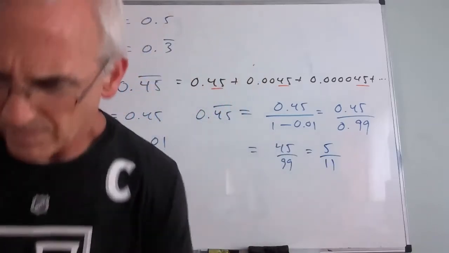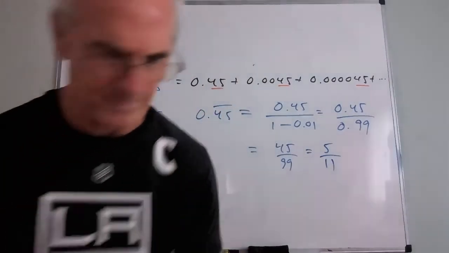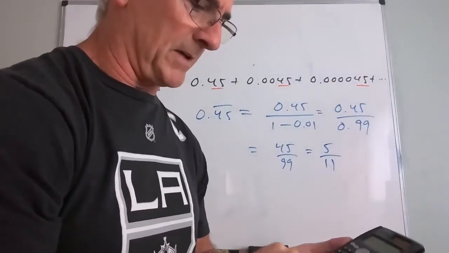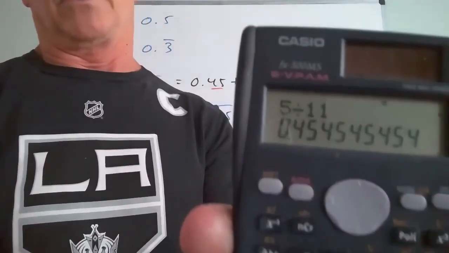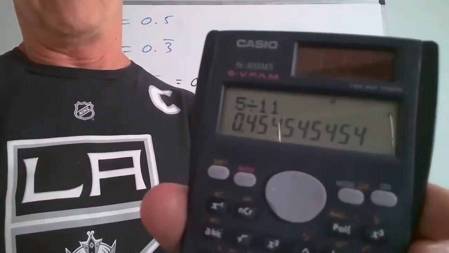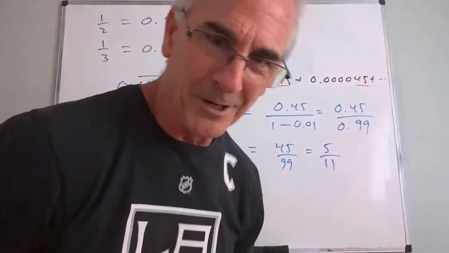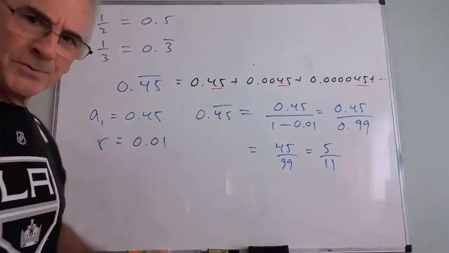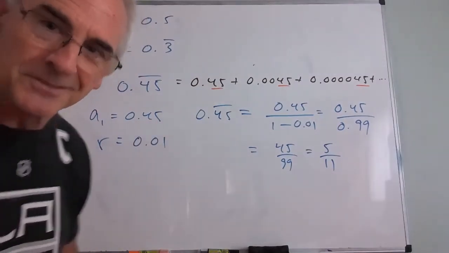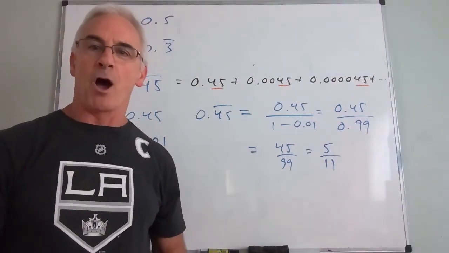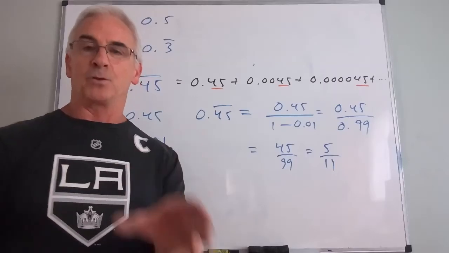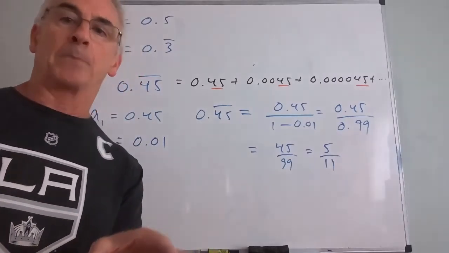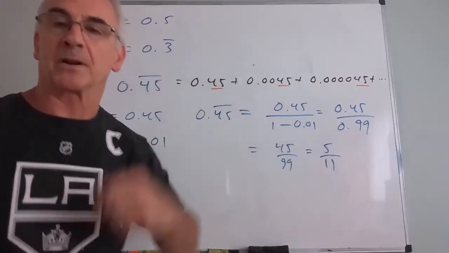Huh. Well, that's interesting. I wonder what would happen if I put 5 divided by 11 into my calculator. Oh, 4, 5, 4, 5, 4, 5. Does this always work? Yes. Absolutely, it always works. If you have the repeating pattern, you can work backwards and figure out the fraction it came from.